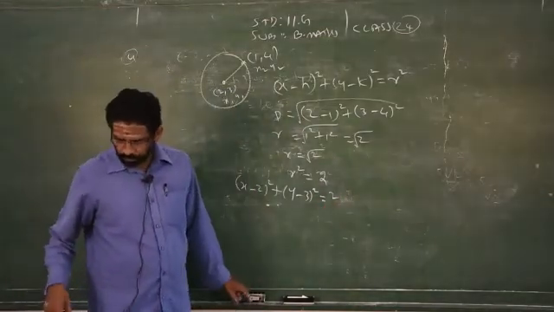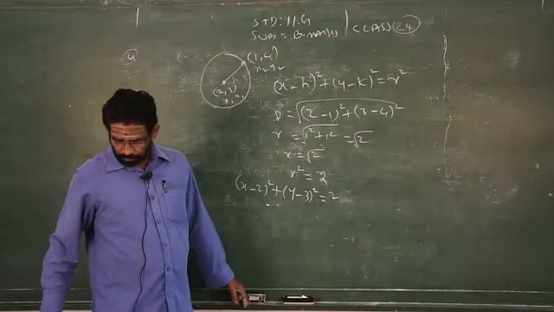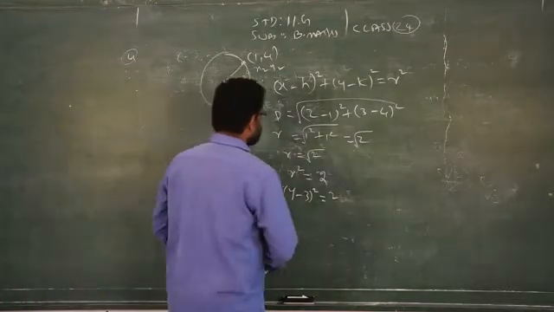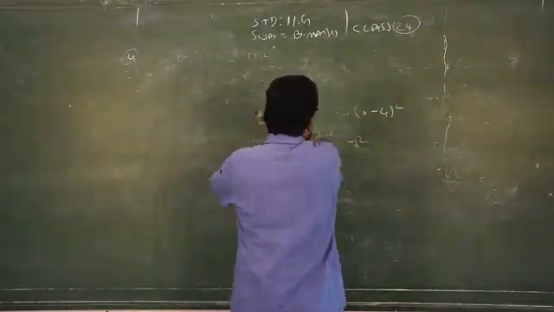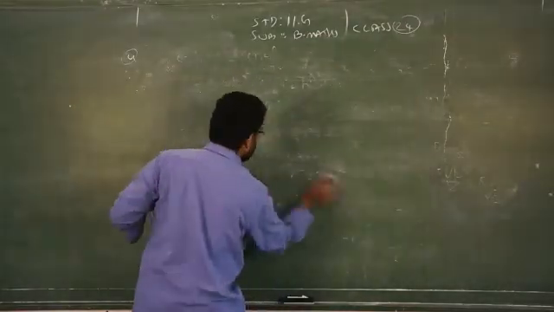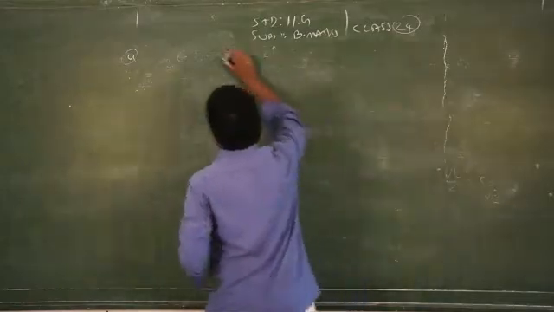Now the question number 5 and 6. These two come in 5 marks, under 5 marks. Clear? These two are very important problems.